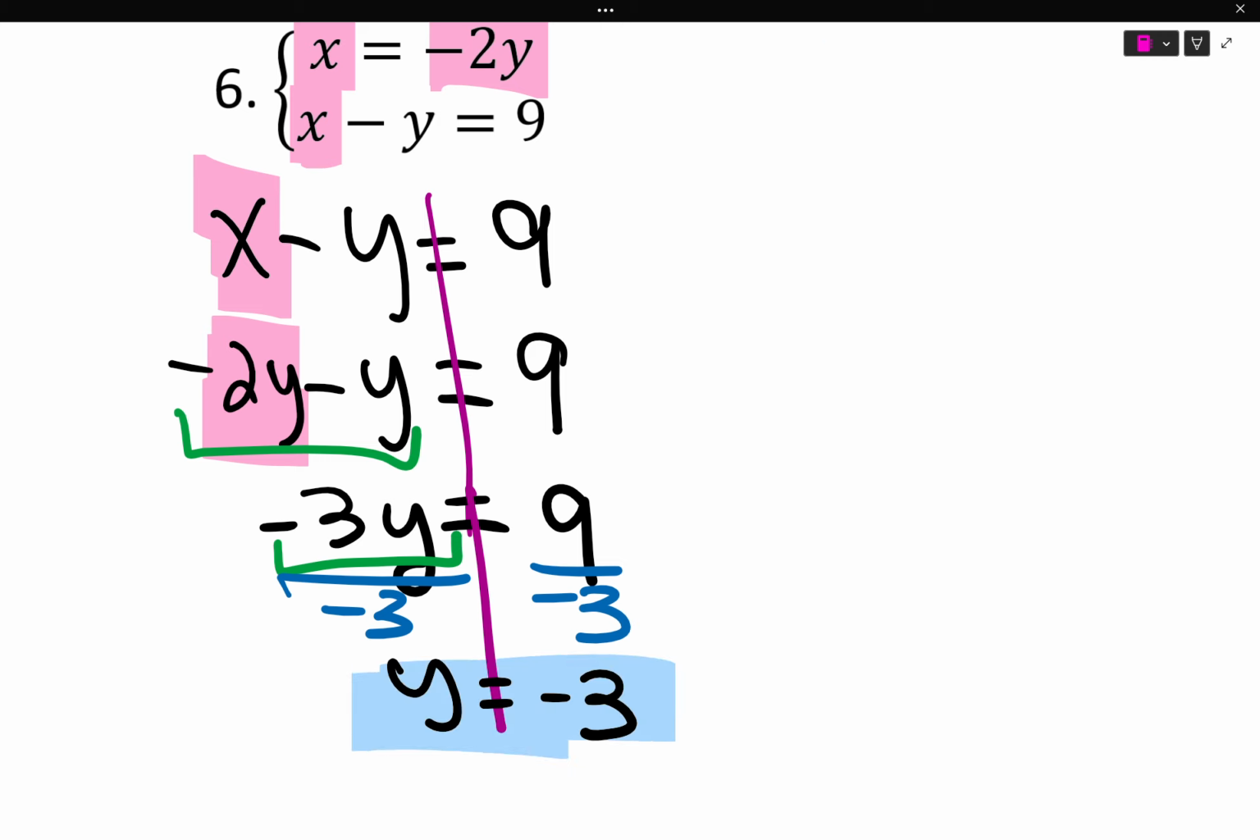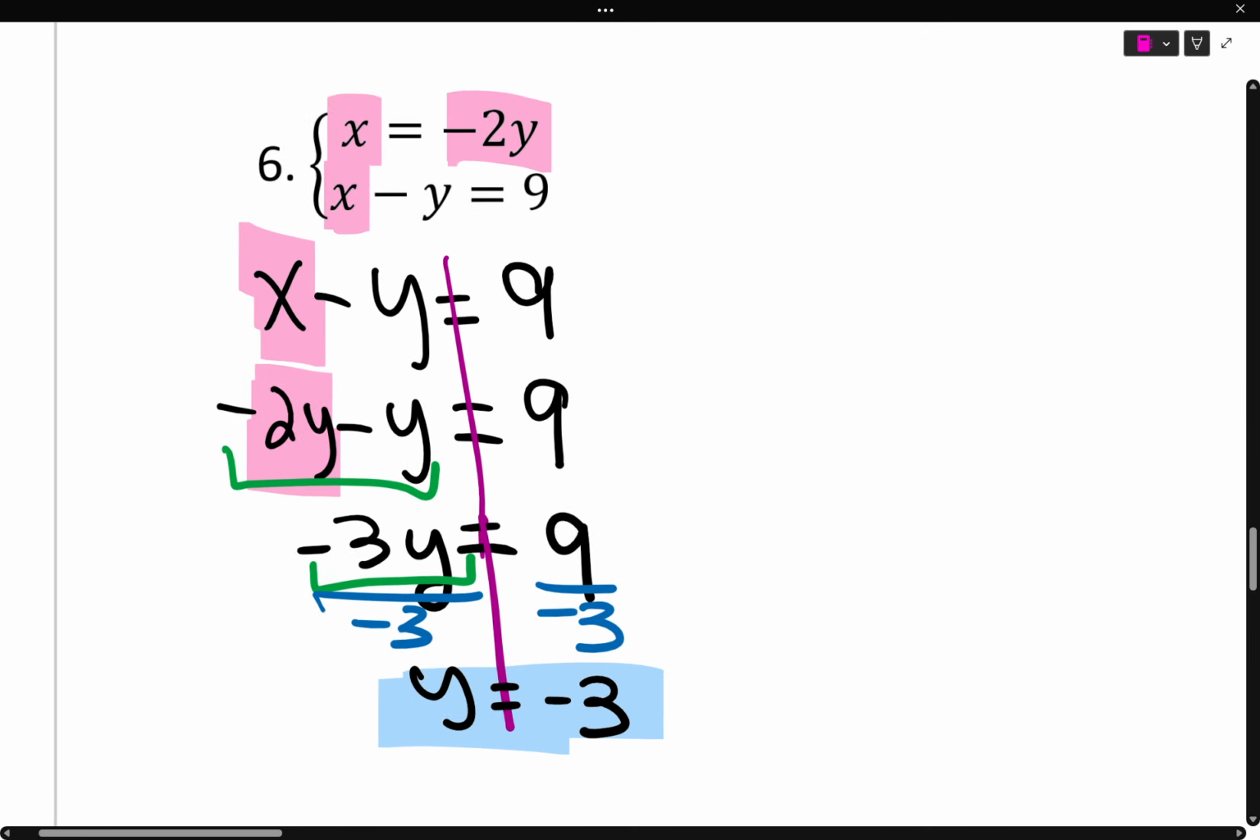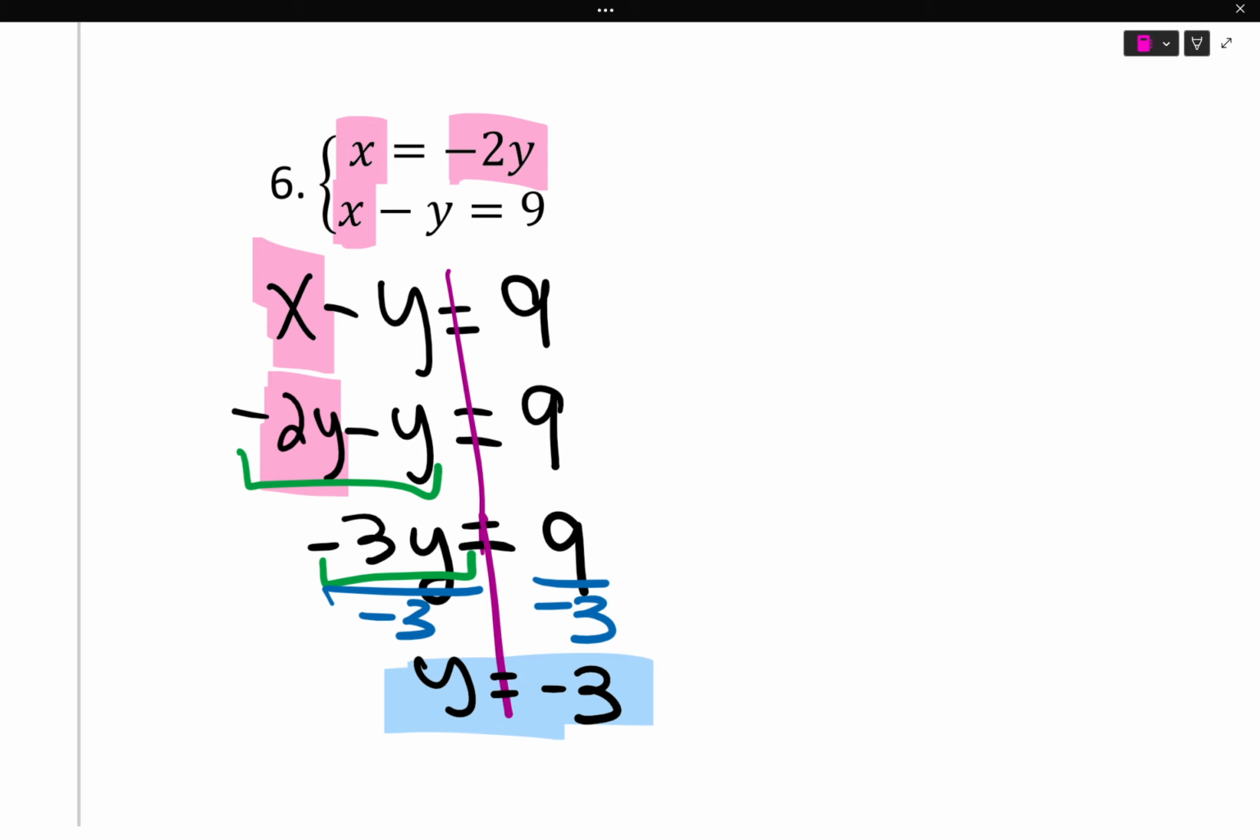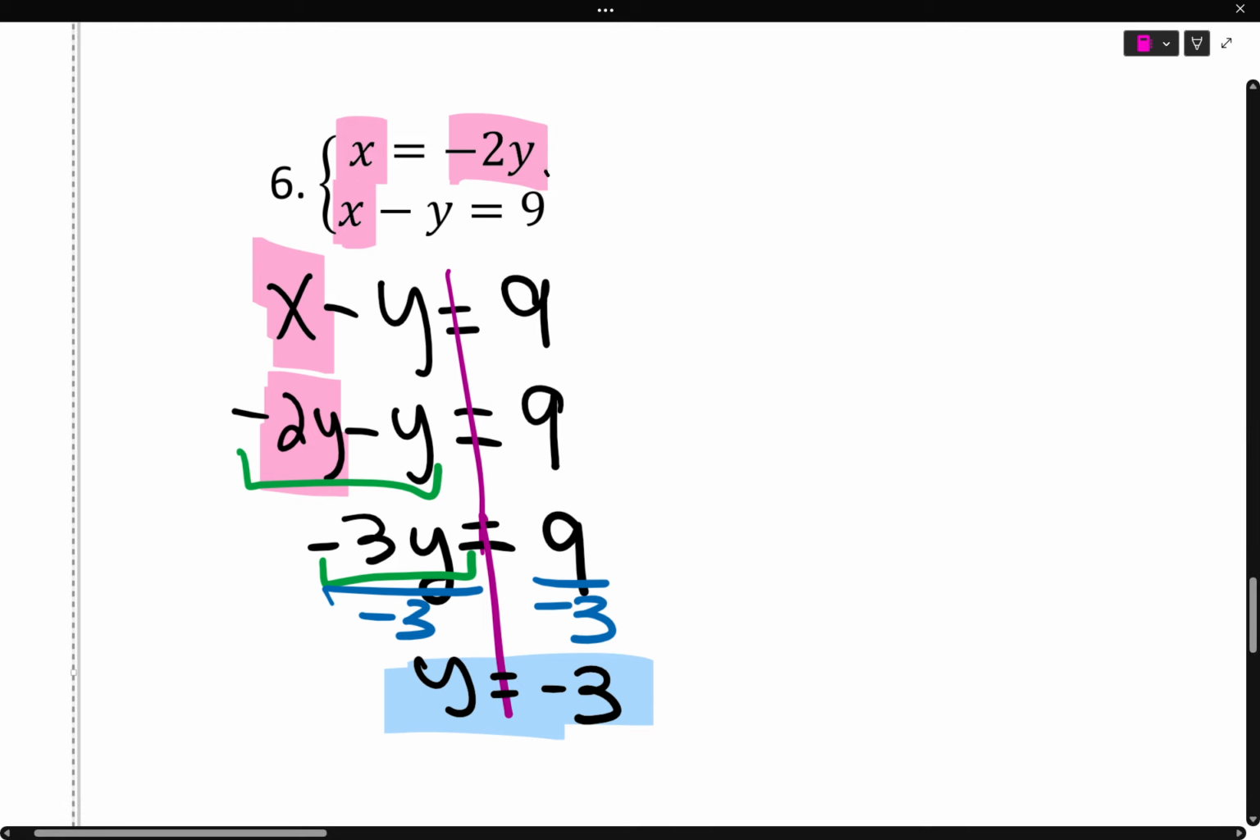All right, we've got our y. Let's find our x. In theory, I know I didn't mention this on the previous one, but we could plug into whichever equation we feel like. I just think it's easier if you have an x equals, or if you have a y equals, to plug it in there. So we're going to plug into the x equals.